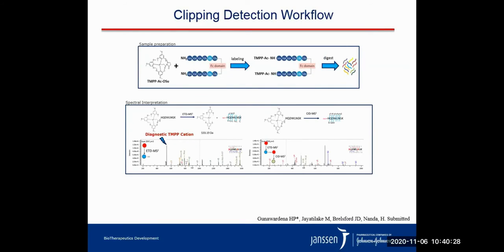We label proteins with TMPP, which is a chemical tag that preferentially reacts with mostly N-termini of a protein, and then we digest this protein with trypsin or any other protease. The digested peptides that have the TMPP tag are identified by detecting specific reporter ions upon MS2. Further reporter ions are used to trigger additional MS2 scans to confirm the sequence.